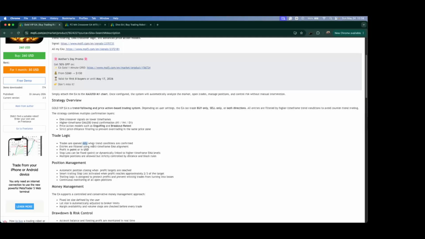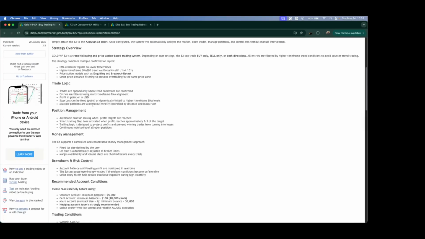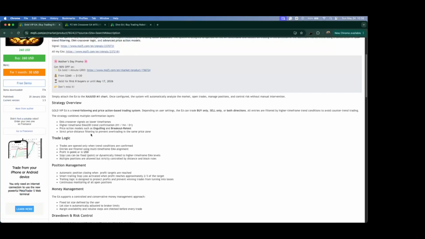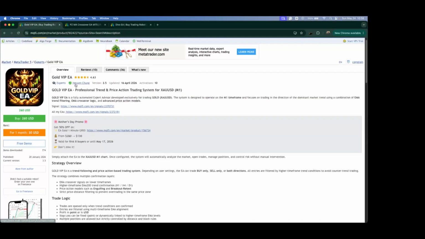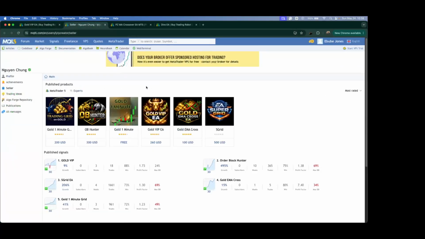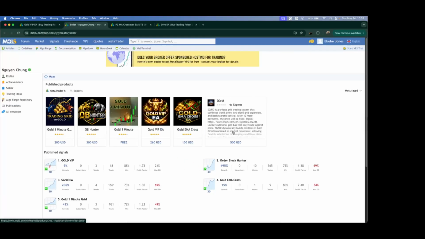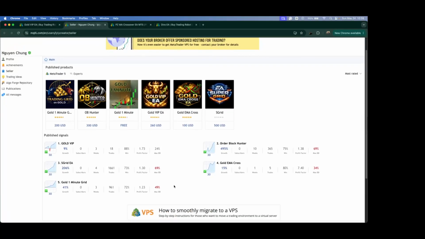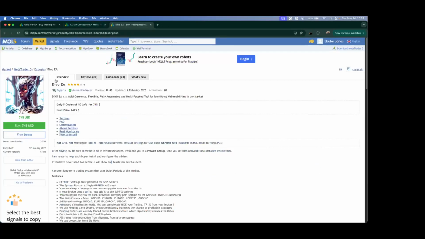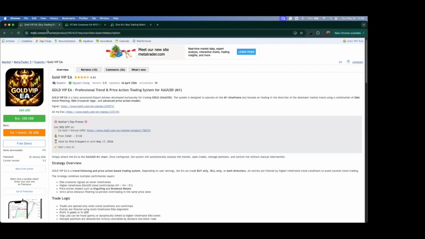So all of these are aligned in the MQ5 page. Everything is here. They are very transparent about how their expert advisor works, and the developer, who is Nguyen Chong, is quite popular on the MQ5 community, has a host of some other expert advisors, and also has his signal to show for it. And this is all from the Gold VIP expert advisor.